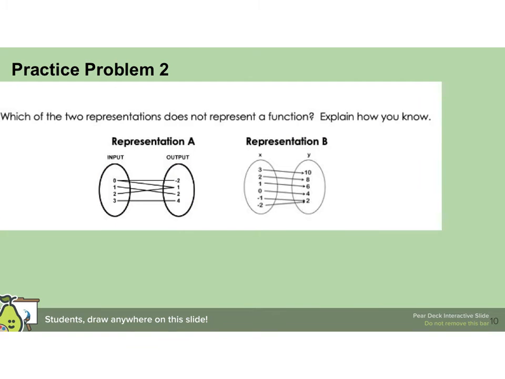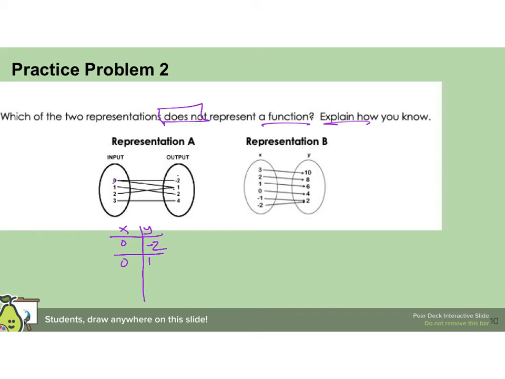Practice problem 2. Which of the two representations is not a function? Explain. So which is not a function? So let's look at representation A. I have 0 going to -2, and I also have 0 going to 1. So if I were to put this in a table of x and y, I'd have to have 0 twice because it's going here and it's going here. So that's a no-no. This is not a function.